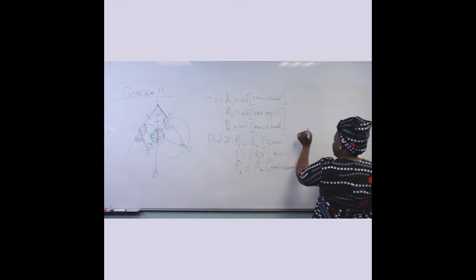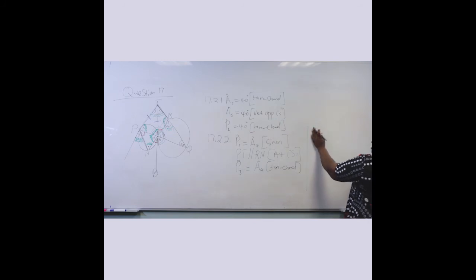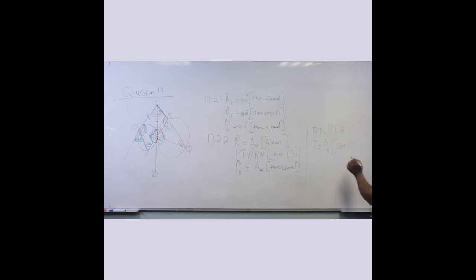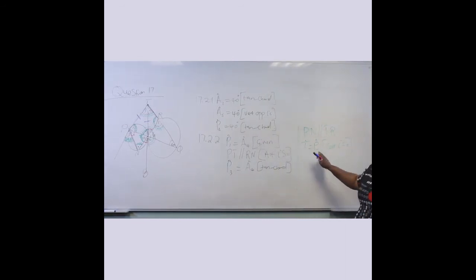Let's maybe write it somewhere there. Our aim is to find PN be parallel to TR by finding that angle T is equals to angle P3. And that will be the corresponding angles due to the fact that the two are parallel. So that's where we are going.